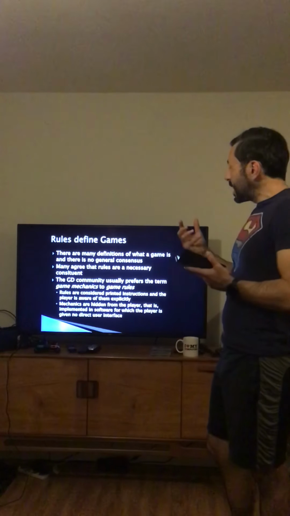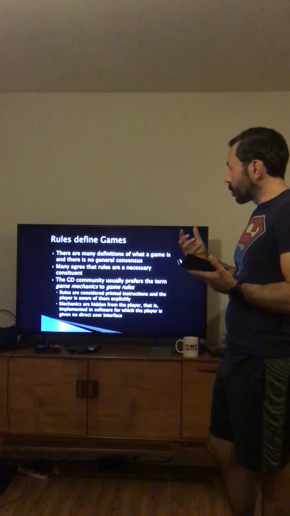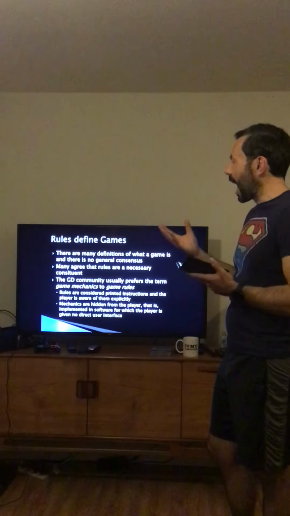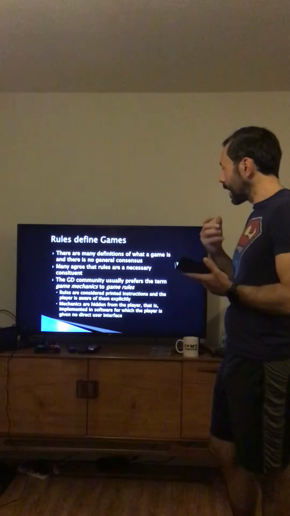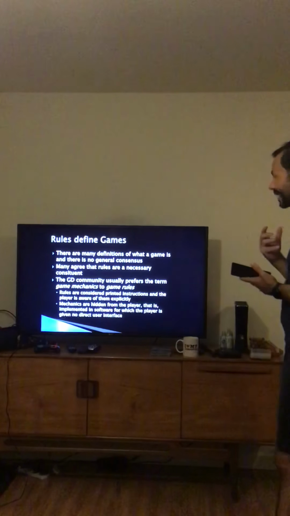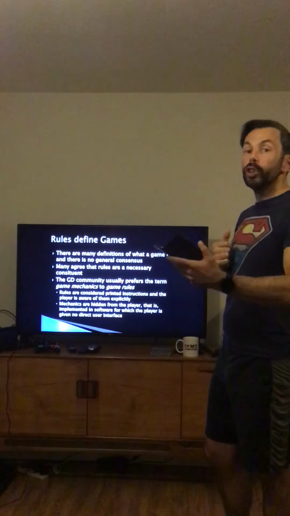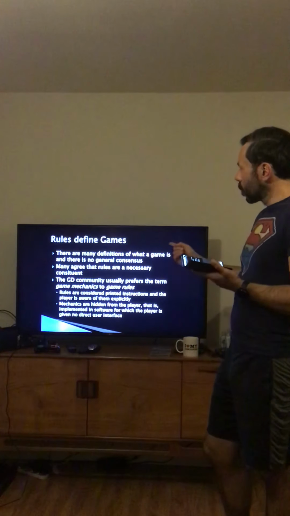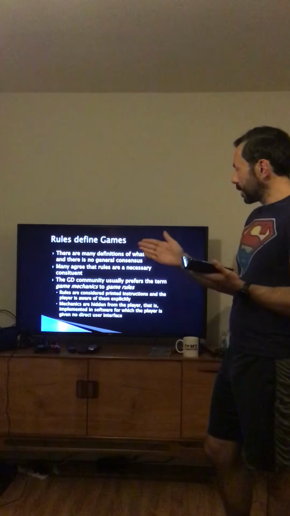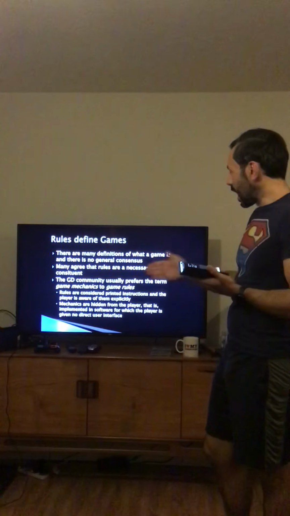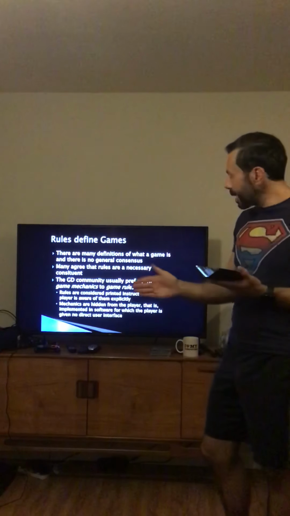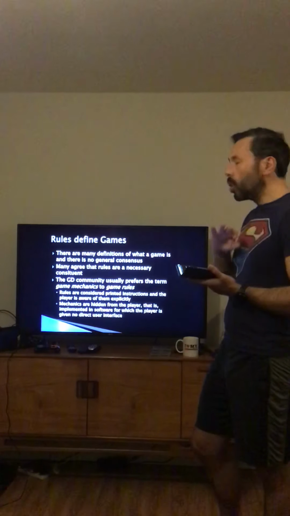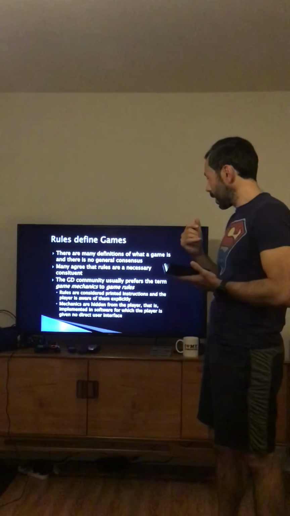Okay, many definitions of what a game is, and there is no general consensus. Many agree that rules are a necessary constituent. So the game development community usually prefers the term game mechanics to game rules. Would you believe? I didn't actually believe it until recently, but it's apparently true. So rules are considered printed instructions and the player is aware of them explicitly. Mechanics are hidden from the player, implemented in the software for which the player is given no direct user interface, okay? You just seem to know them.